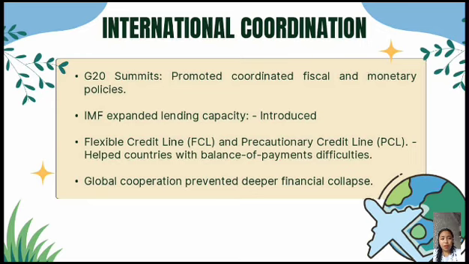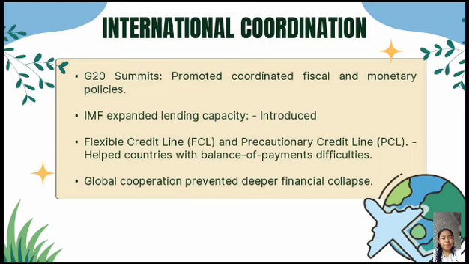The leaders from major economies such as the United States, China, Japan, the United Kingdom, Germany, and others gathered for an emergency G20 summit to address the rapidly spreading economic turmoil. The G20 agreed to implement synchronized fiscal stimulus programs, coordinate monetary policy, and enhance financial regulations.